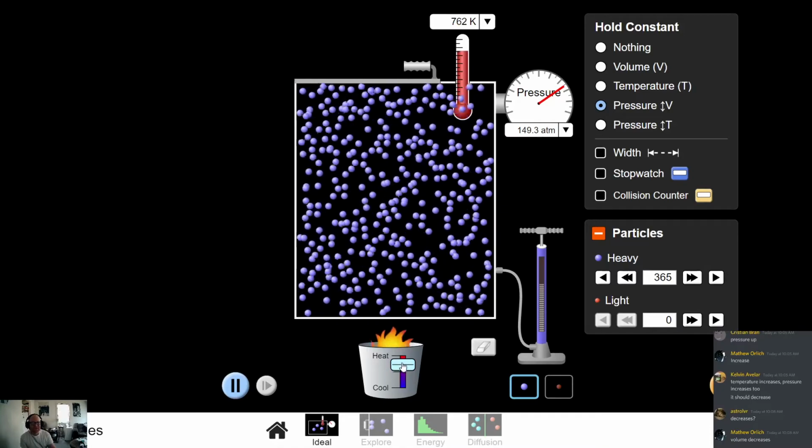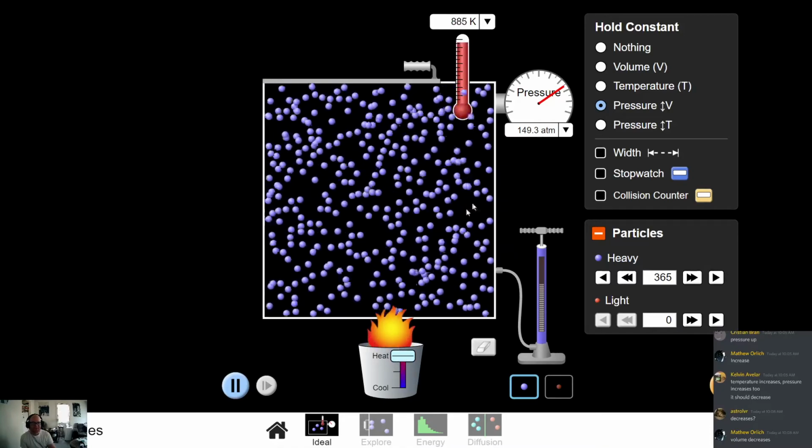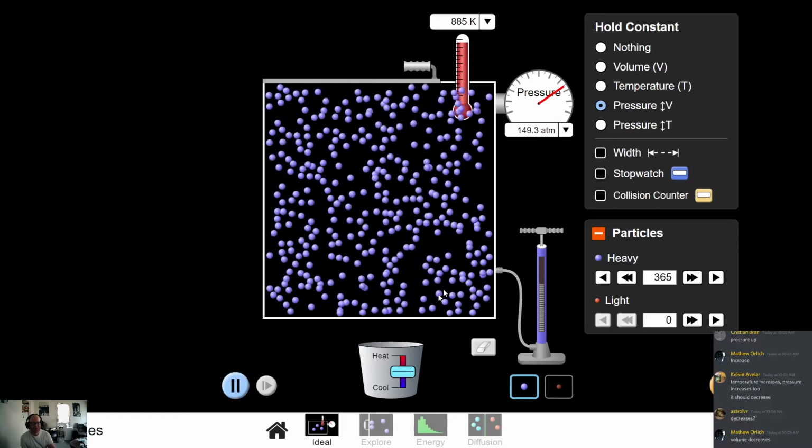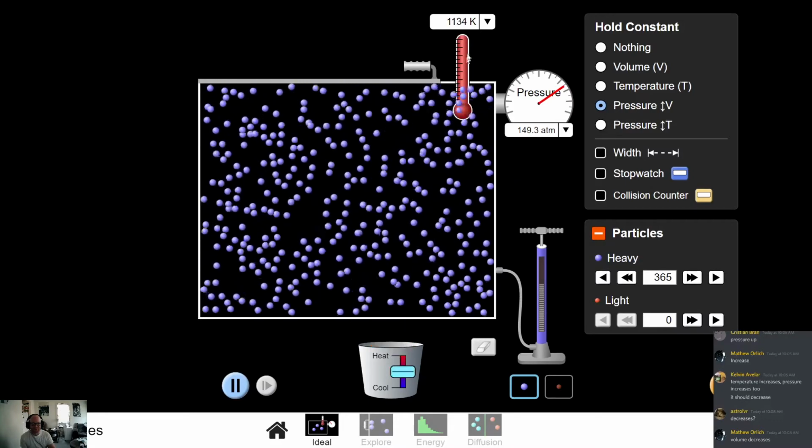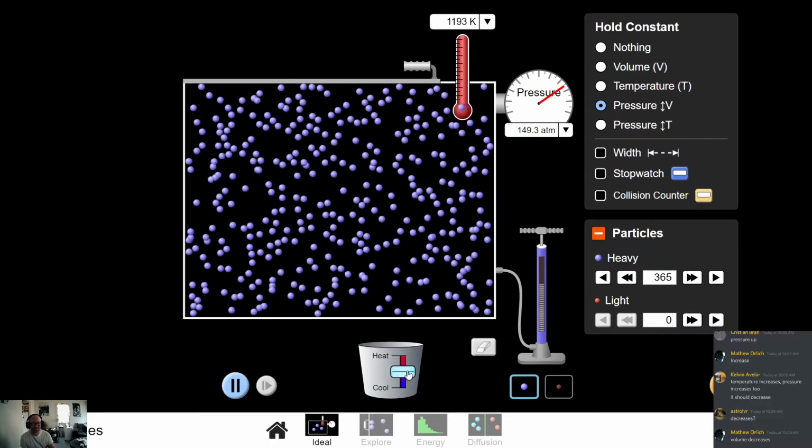Yep. So if we heat it up, the volume's going to increase here. And again, this is because it's specifically holding the pressure constant. So the only way to hold the pressure constant is to let the volume go up. Temperature also is going up. All right.